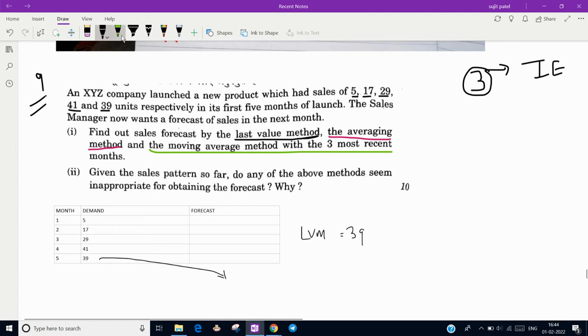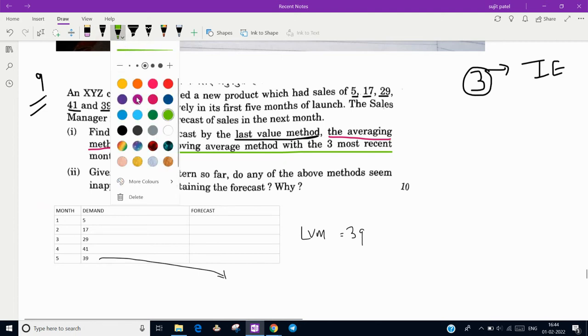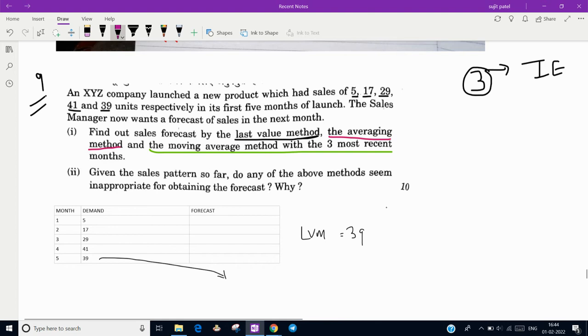Next, using the averaging method. In the averaging method, what we have to do is take the average of all this demand and put it into the 6th month forecast. So when you do the average of 5, 17, 29, 41 and 39, you will get an average of 26.2.